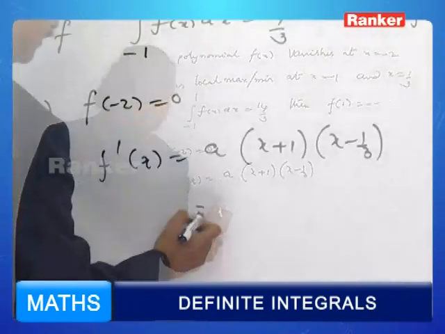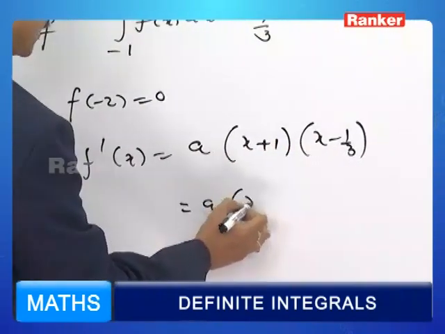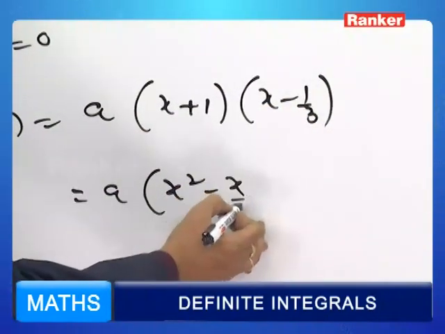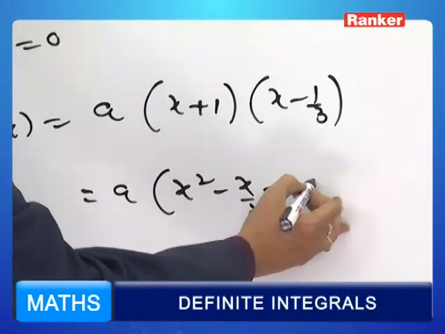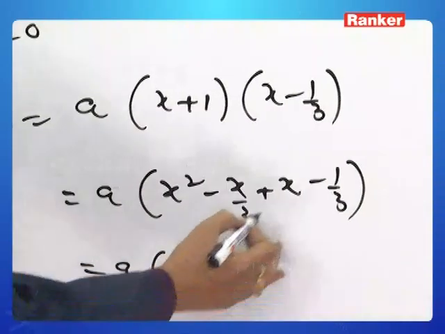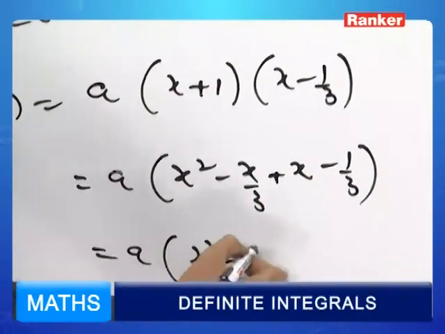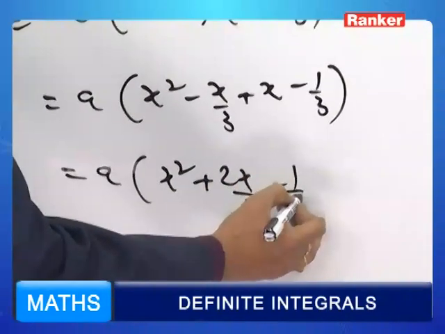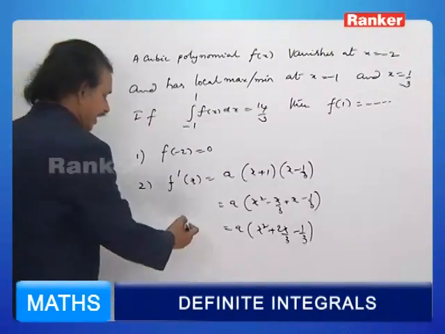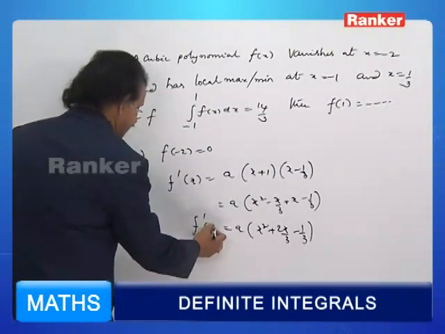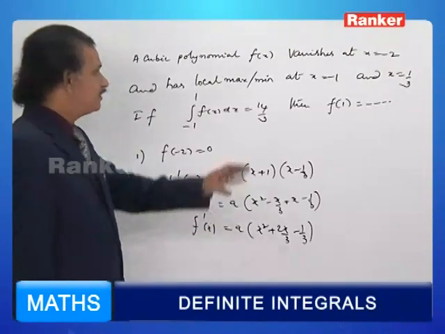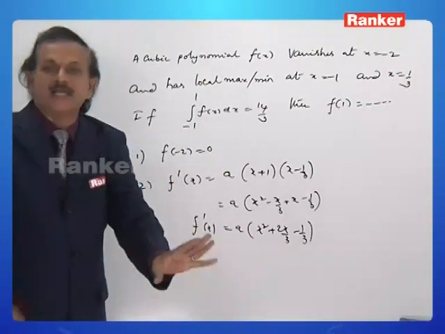So this is equal to a into x square, x into minus 1 by 3 minus x by 3 plus x minus 1 by 3. So this is a into x square, x minus x by 3 is 2x by 3, minus 1 by 3. This is f dash x. I could have made use of the first 2 lines of data only so far.